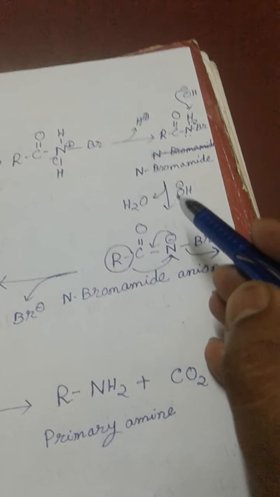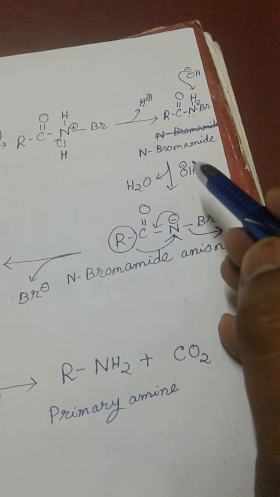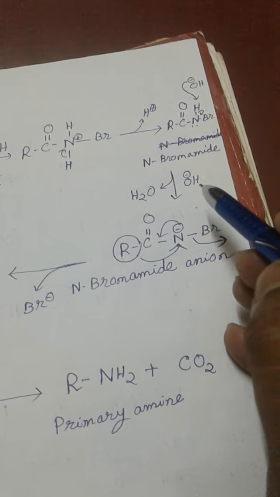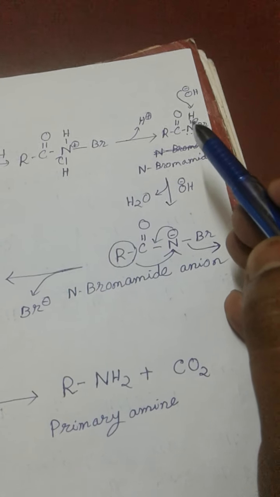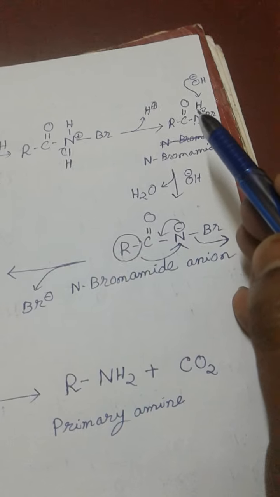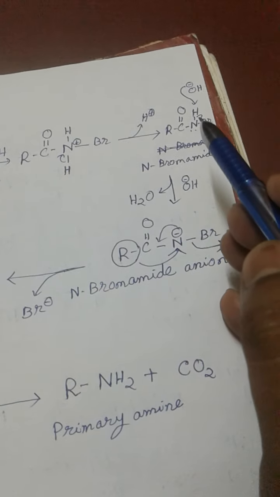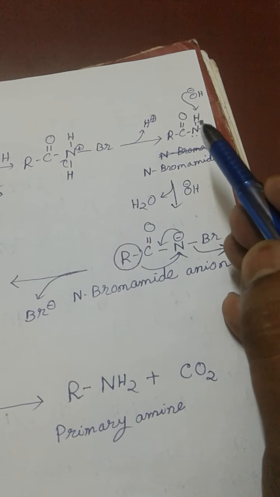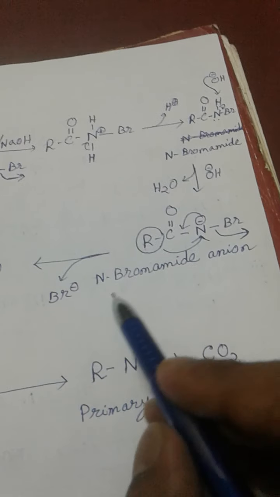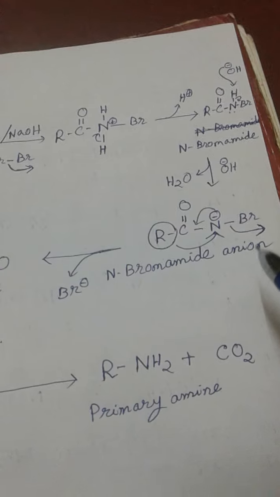amide. Now the second step is the acid base or neutralization reaction. The OH minus ion from the alkali reacts with the H remaining on the amide group. This is the most acidic hydrogen, and one H2O is eliminated, and the electrons of the NH bond reside on the N atom, so it forms the N-bromamide anion.